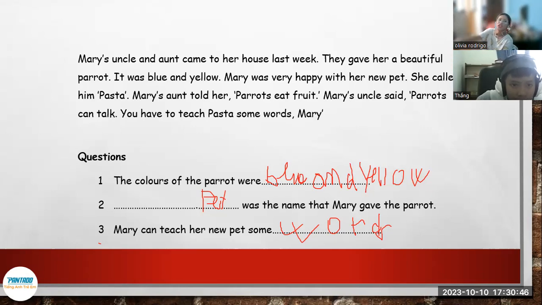She called him Pasta. Mary's aunt told her, parrots eat fruit. Mary's uncle said, parrots can talk too. You have to teach Pasta some words, Mary. Okay. Number one, what is the answer? Read and answer. The colors of the parrot were what? Blue and yellow. Okay, very good. Number two.